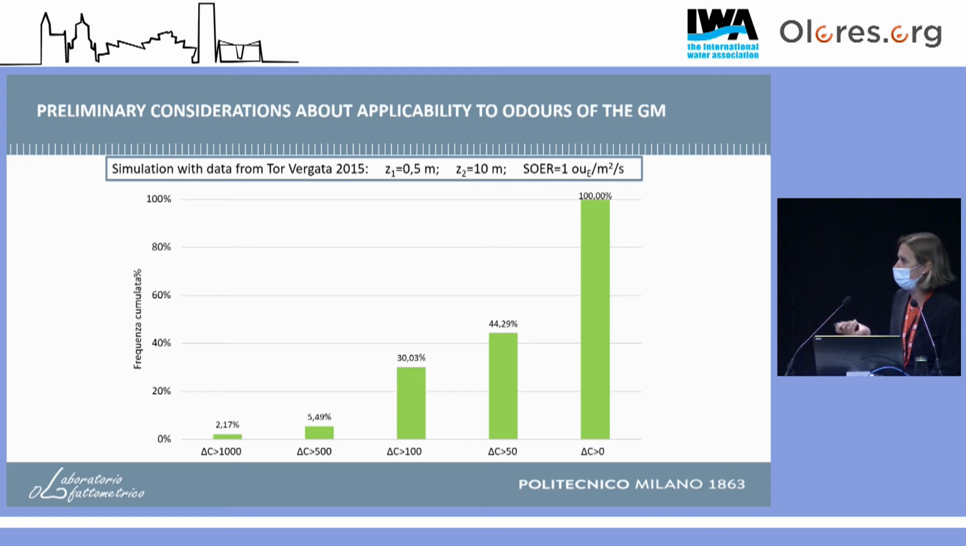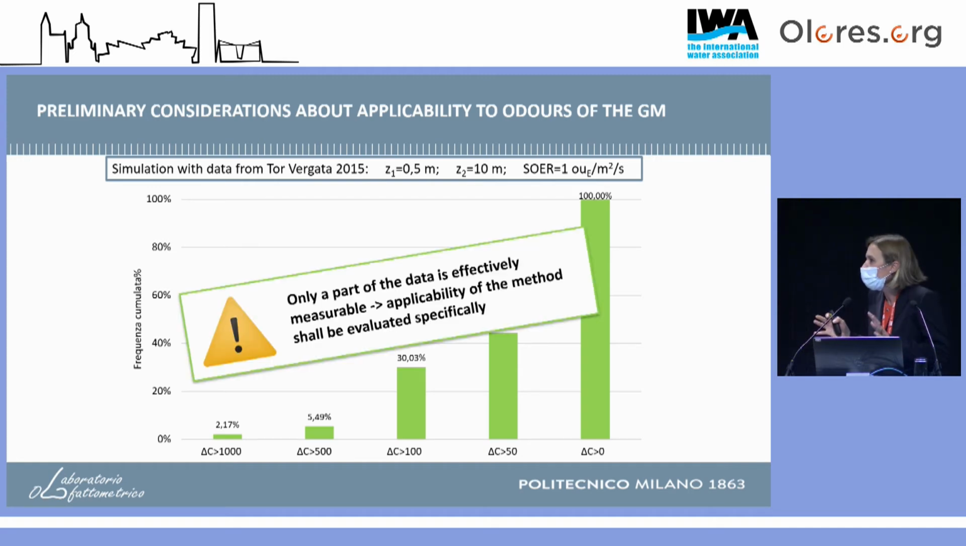Let's look at the situation with the gradient method. We assume to use these two measurement heights to place one measurement system at 0.5 meters, the second one at 10 meters. Again, we assume to have an odor flux of 1 odor units per square meter per second, and we can see that here the situation is quite different. We have about 44% of the data which present a difference in odor concentration between the two heights above 50 odor units per cubic meter, and 30% of data being above 100 odor units per cubic meter. One part of the data could be potentially measurable with the odor concentration measurements.